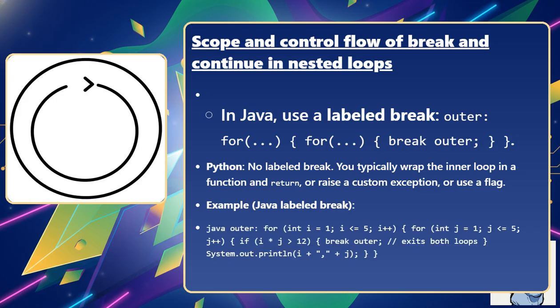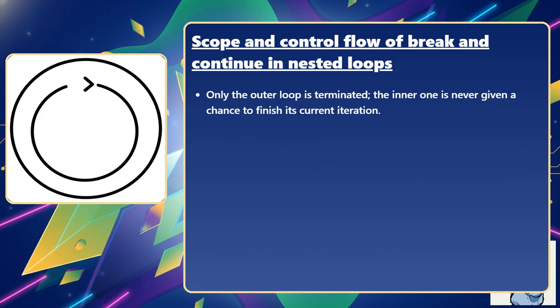outer: for (int i = 1; i <= 5; i++) { for (int j = 1; j <= 5; j++) { if (i * j > 12) { break outer; // exits both loops } System.out.println(i + "," + j); } } Only the outer loop is terminated. The inner one is never given a chance to finish its current iteration.